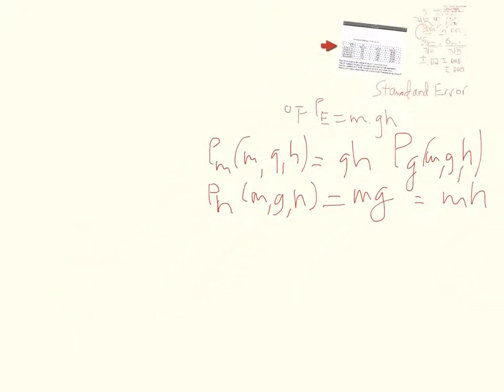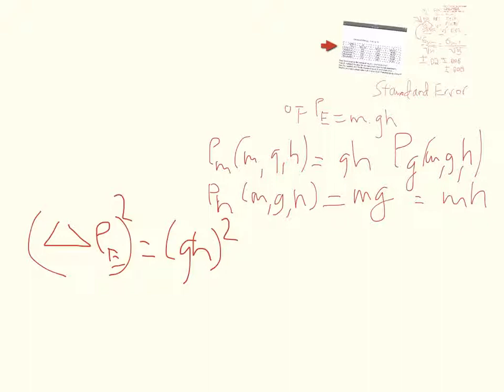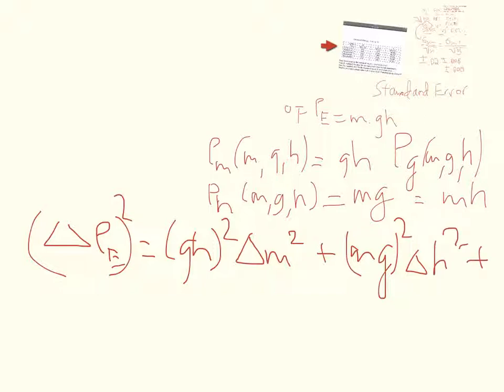And so therefore the equation for the standard error of the potential energy is going to be gh squared times the error in m squared, plus mg times the error in h squared, plus mh squared times the error in g squared. That's it. We're out of time.